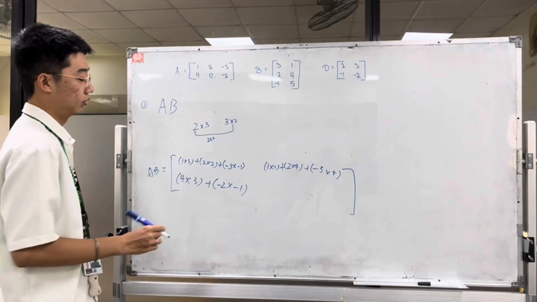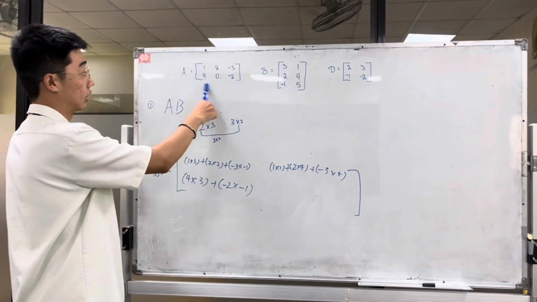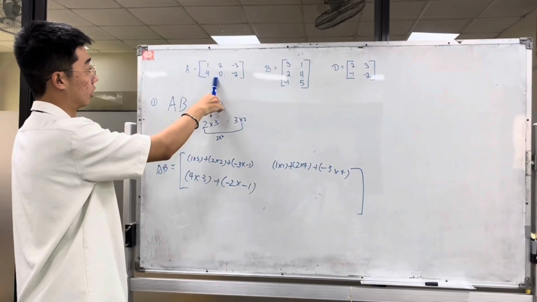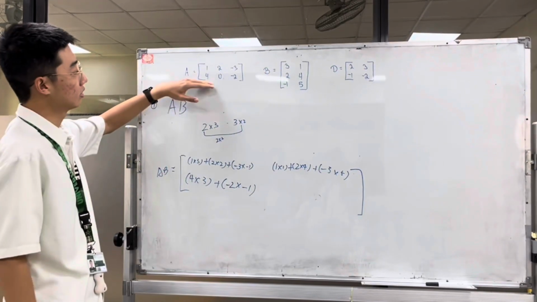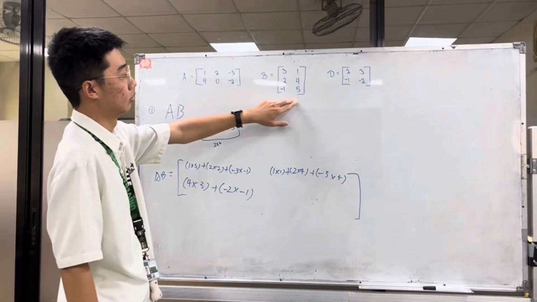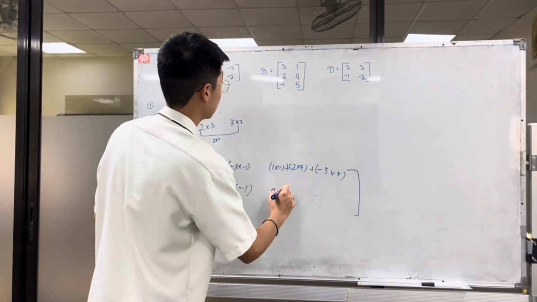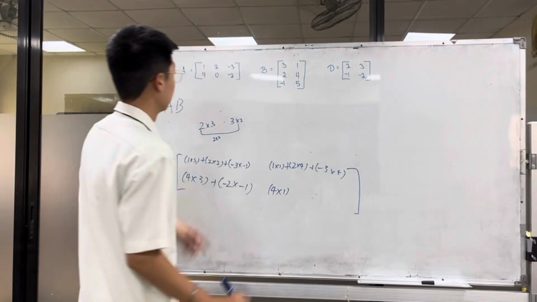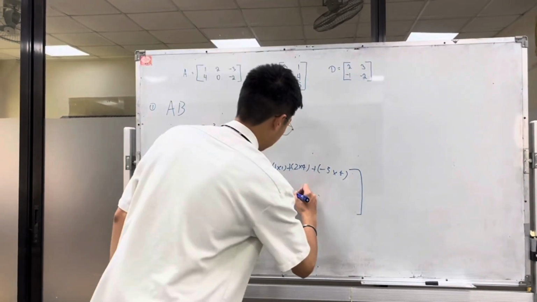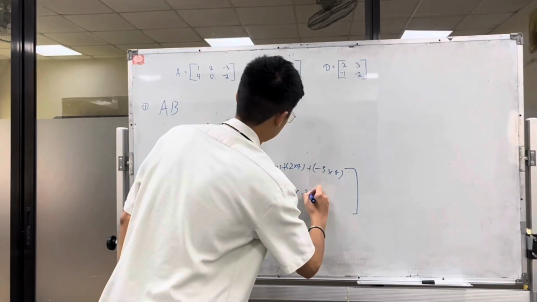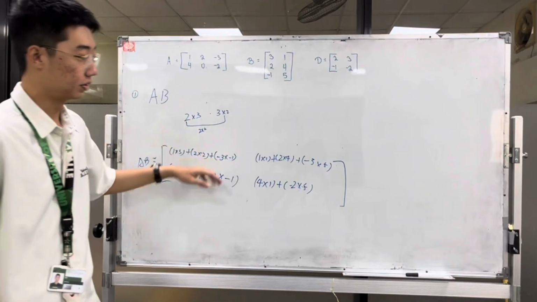And then for our AB 2, 2, we use the second row of A and the second column of B. So yes, 4 times 1. Same here, it is equal to 0, so we skip this. Plus 2 times 5. And we just simply solve this.